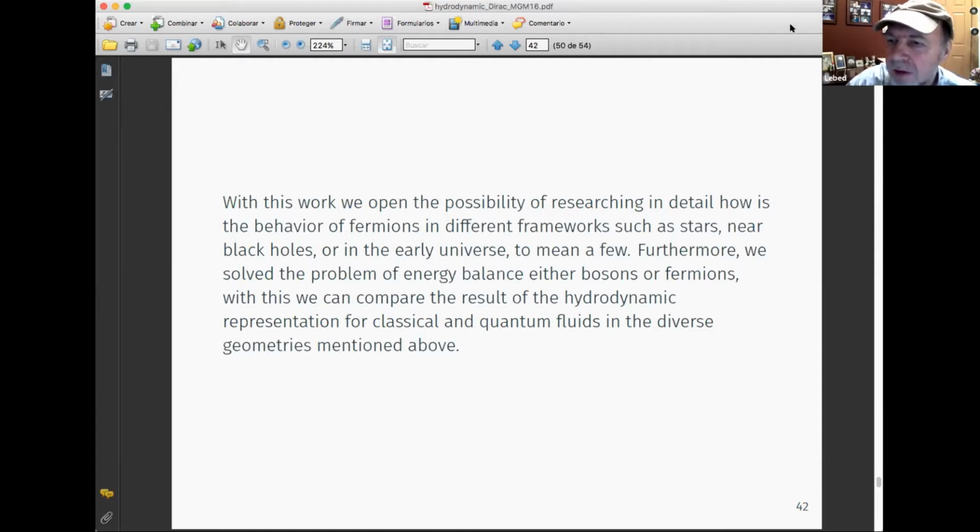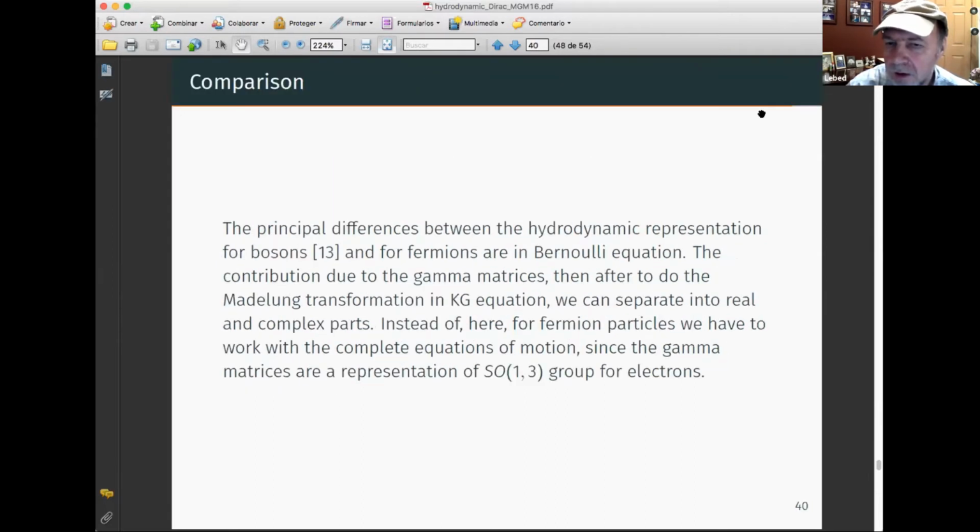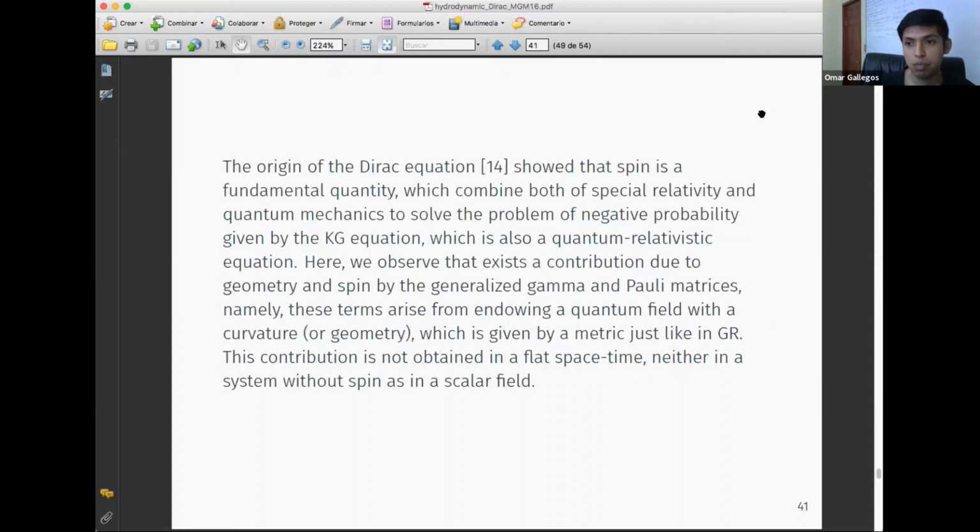I have a simple question. Why is the hydrodynamical representation of the Dirac equation important? Where is it used? The hydrodynamic representation of the Dirac equation, or for fermions in general, is important because we can do a dynamical description of the fermion system in the different regions of the universe, and we can compare with the hydrodynamic representation for boson or classical particles.